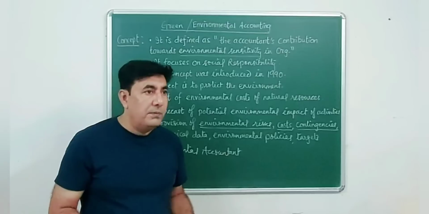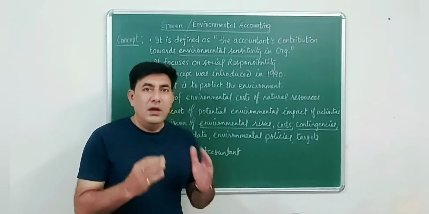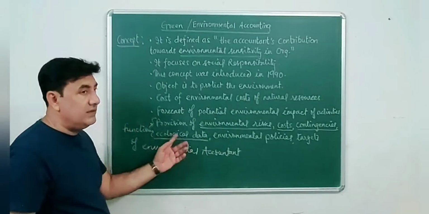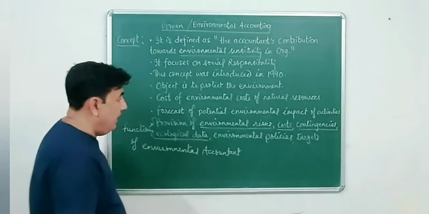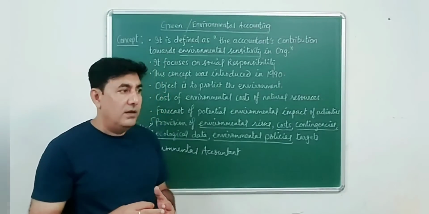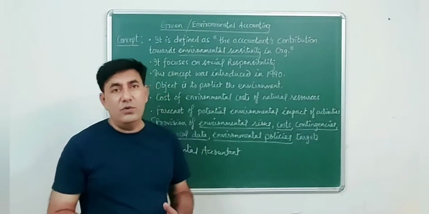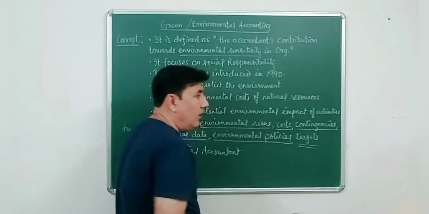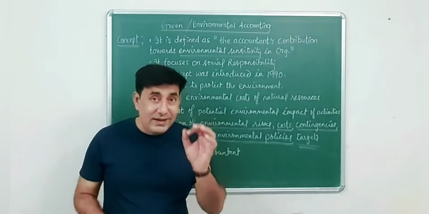The uncertain events like tsunami, earthquakes. These are uncertain events which occur due to environmental pollution. Then ecological data. This data is also provided by the accountant. This is his responsibility. Then he has to prepare the policies on environment, how the company will operate, and how many trees and plants will be grown near the factories and offices. All these are decided by this accountant. And what are the potential targets and how these targets are to be achieved. So these are the major functions of a green accountant.